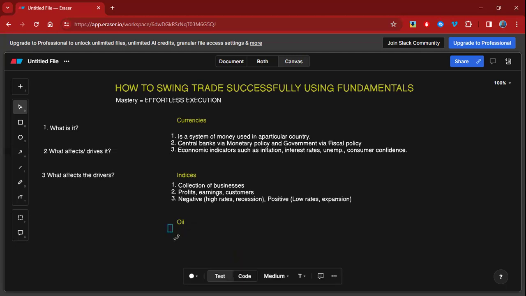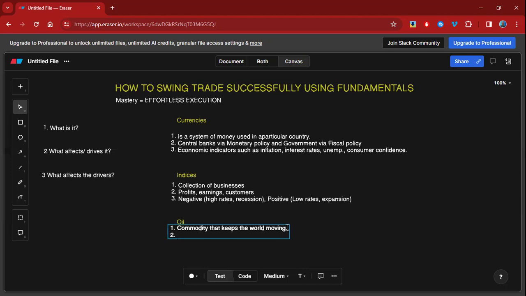So when it comes to oil, firstly, what is oil? How I like to classify oil: it's a commodity that keeps the world moving. I should have put two M's in commodity. Forgive my OCD, guys. But yes, a commodity that keeps the world moving. It's used in petrol, it's used in transportation and a lot of things. It keeps the world moving. That's just how I simply explain oil.